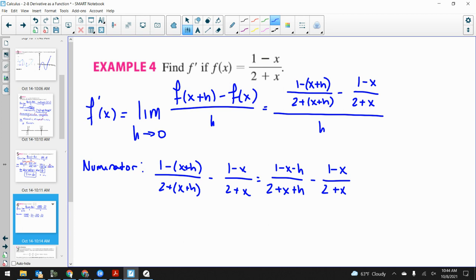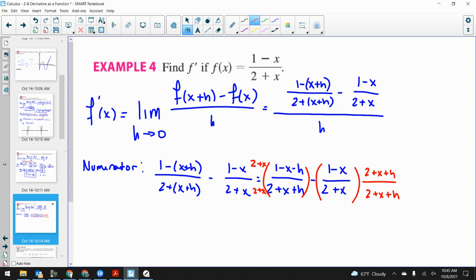Okay, now I have to get common denominators. All right, so my LCD: I have to multiply this one by 2 plus x over 2 plus x. I have to multiply this one by this guy's denominator, 2 plus x plus h over 2 plus x plus h. Okay? I'm just multiplying by the other's denominator.